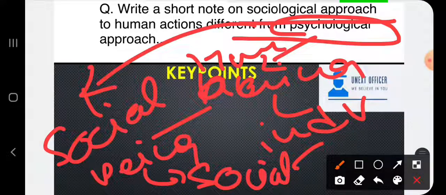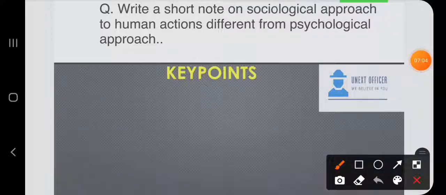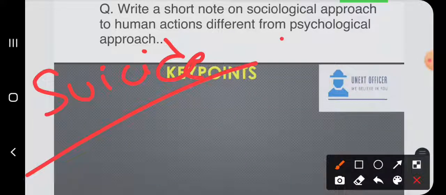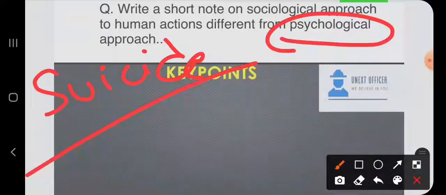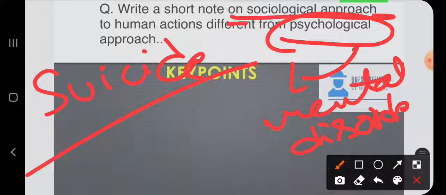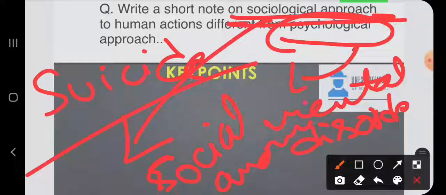Okay. Next, for example, if we give the example of suicide. According to the psychologist, suicide is a mental disorder, right? Whereas when it comes to the sociological approach, it is a social anomaly, because of the social anomaly, right?